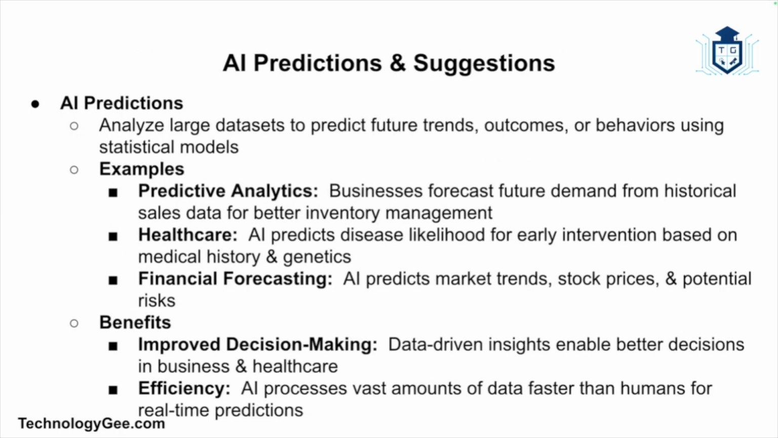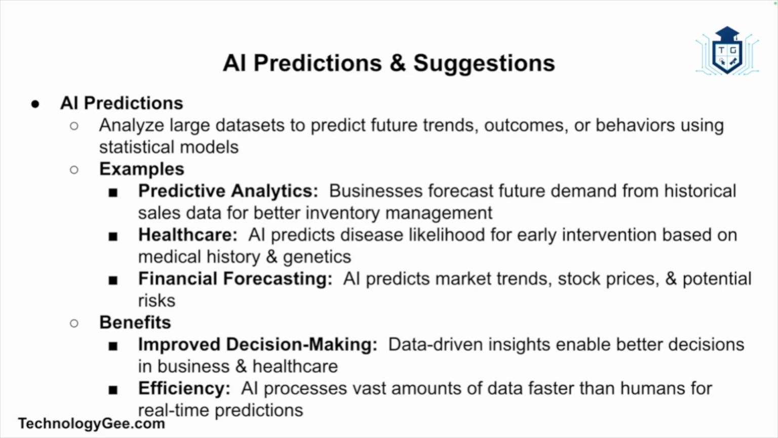All right, and finally, let's cover how AI is used for predictions and suggestions. AI prediction systems analyze large data sets and use statistical models to predict future trends, outcomes, or behaviors. Some examples: you have what is called predictive analytics. Businesses use AI to analyze historical sales data to predict future demand, and this helps in inventory management, preventing overstock or stock shortages. It's used in healthcare, so AI models can predict the likelihood of a patient developing a disease based on medical history and genetic data, allowing for early intervention.